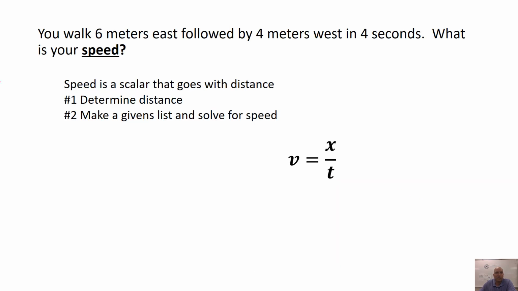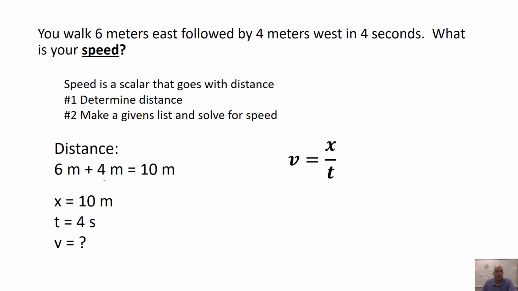So let's go ahead and answer this question. You walk 6 meters east followed by 4 meters west in 4 seconds. What is your speed? So direction does not matter. Let's determine the distance. When we determine the distance, we just add the numbers up. So we get 10 meters. And then we're going to make a givens list and solve for speed. So we have the 10 meters we determined up here by solving for distance. We know the 4 seconds right here.